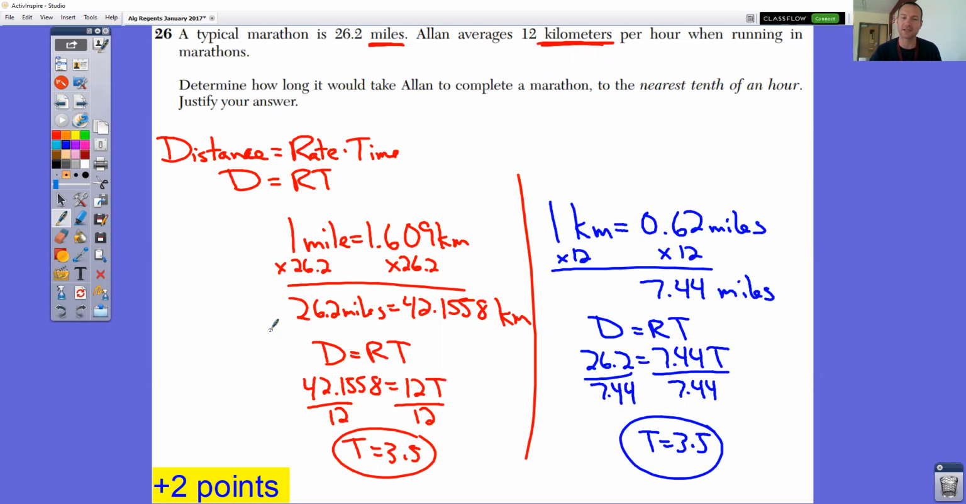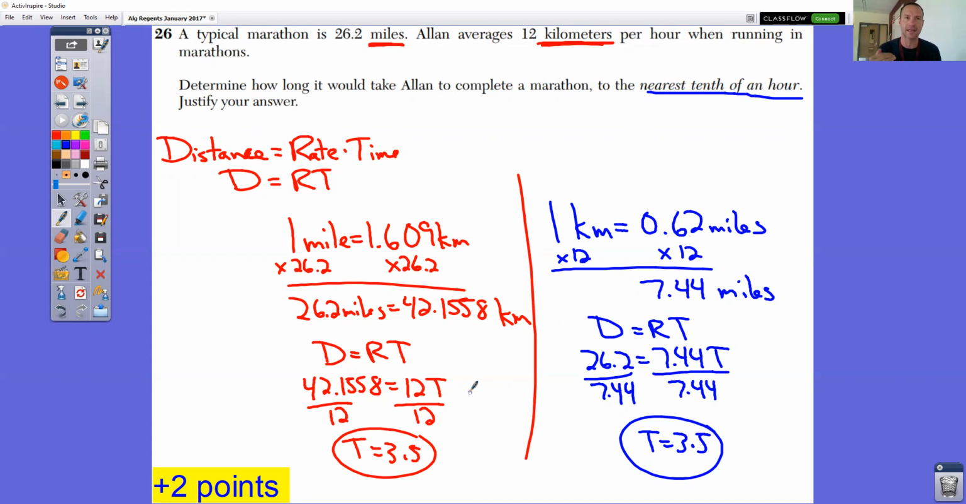In question number 26, this one can be done in two totally different ways. A typical marathon is 26.2 miles. Alan averages 12 kilometers per hour when running the marathons. Determine how long it would take to complete the marathon to the nearest tenth of an hour. So you have to use the formula distance equals rate times time. You're going to see this formula quite often, and they just expect you to know it. Now, there's two totally different ways to do this, one way in the red, one way in the blue. We see that we get the same answer either way.